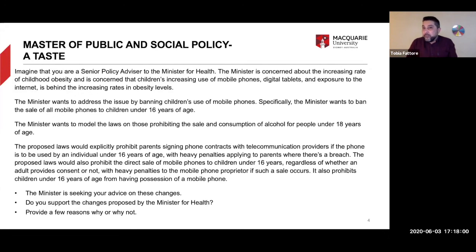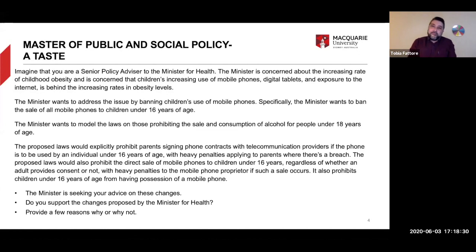So this would then mean, for example, that it would explicitly prohibit parents signing phone contracts with telecommunication providers for phones to be used by individuals under 16 years of age. It also would prohibit the direct sale of mobile phones to children under 16 years, regardless of whether their parent provides consent or not, with a range of penalties associated with those behaviours.